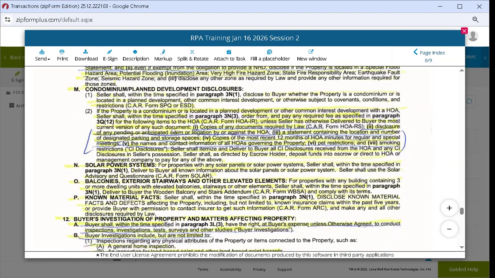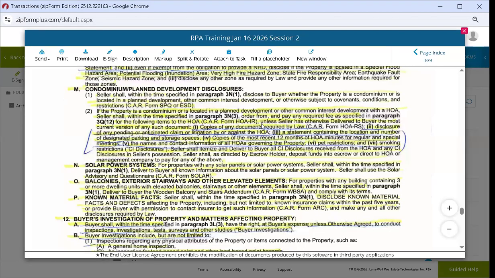We always tell you to mention to the seller to go ahead and get the CC&Rs over right away. Right here is a list of what the seller needs to provide via the HOA. The HOA will be providing it to the buyer. So they need to have disclosure of any pending or anticipated claims or litigation against the HOA, a statement containing the location and number of designated parking and storage spaces. Now that makes me think there's a CAR form for that. So you can use the CAR form if you can't find that in the HOA docs, okay?